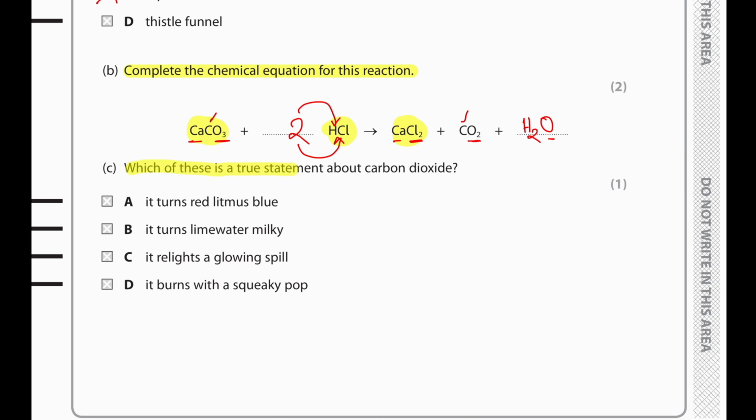Which of these is a true statement about carbon dioxide? We know that carbon dioxide turns lime water milky. This will be the correct statement. Now, it turns litmus blue. Red litmus turns blue in the presence of an alkaline substance. Carbon dioxide is acidic. It relights a glowing splint. However, we know that CO2 will extinguish any fire. It burns with a squeaky pop. Only hydrogen burns with a squeaky pop. So that is also a wrong answer. This will be the correct answer, guys.